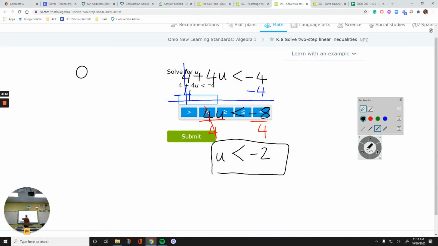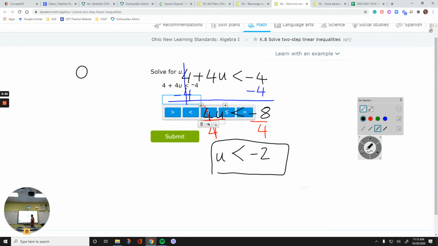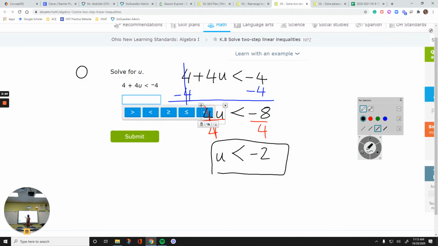I'll type u and then a less than sign right here. I have a lot of stuff on top of that sign, so I cannot click the button. Yeah, you'll type u and then the sign and then -2. That's going to be your answer.